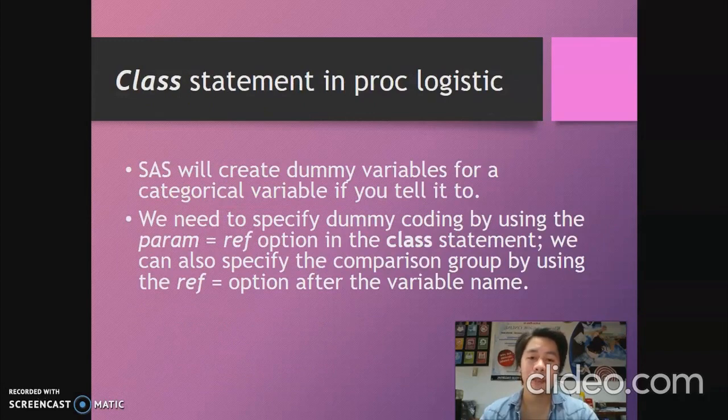The class statement in proc logistic: the statistical analysis system will create dummy variables for a categorical variable if we tell it to. We need to specify the dummy coding by using the param equals ref option in the class statement. We can also specify the comparison group by using the ref equals option after the variable name.